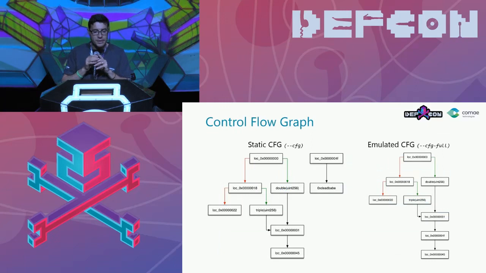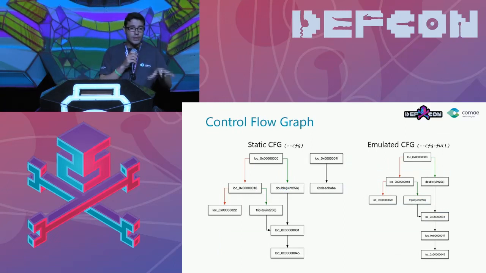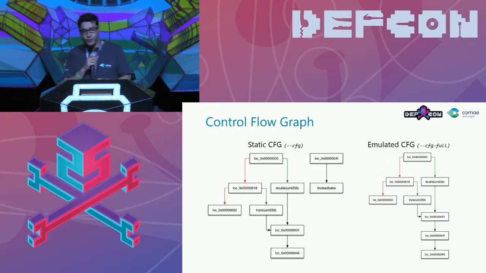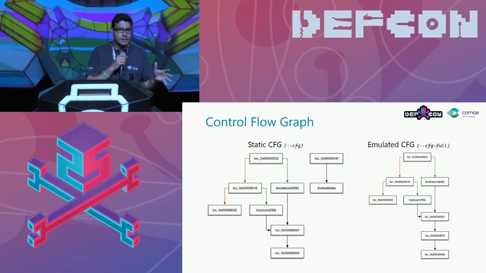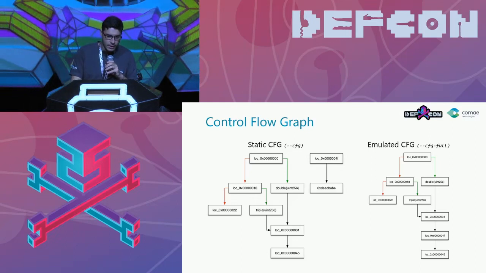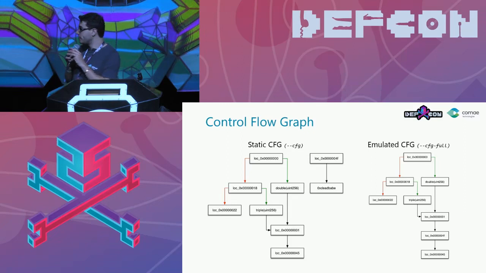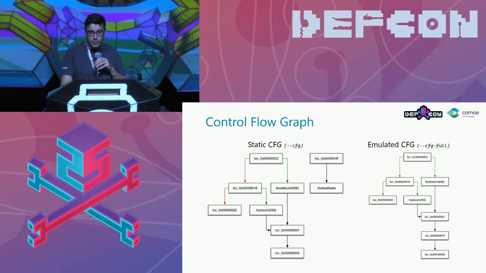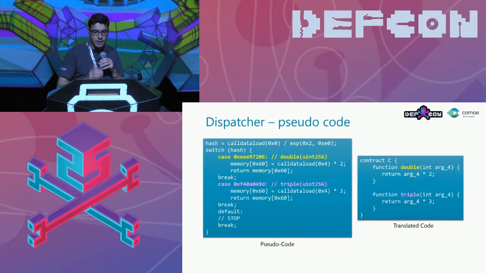Here is a comparison between purely static control flow reconstruction and trying to emulate. As you can see, in some cases you really need to emulate the code to keep track of all the actual destinations and pointers. That would be a simple contract where you have two functions, which is here.